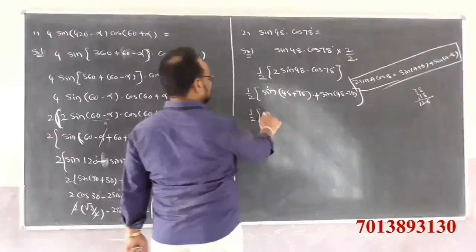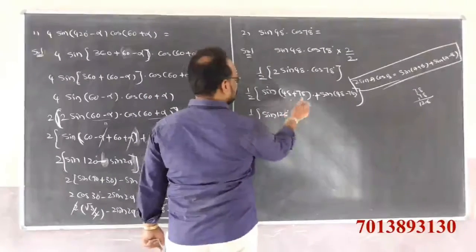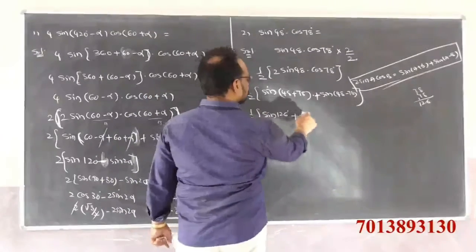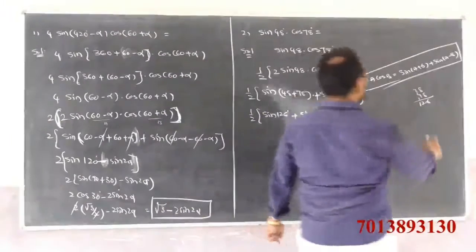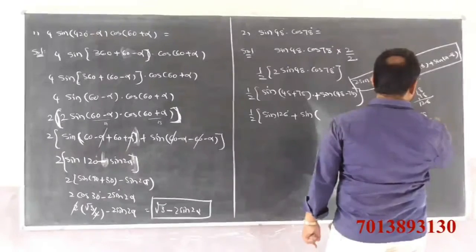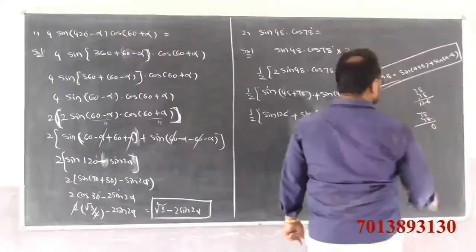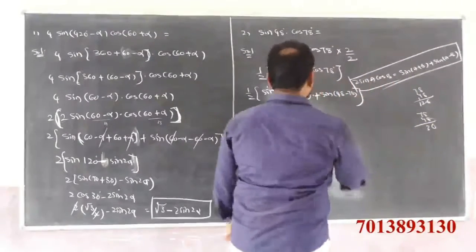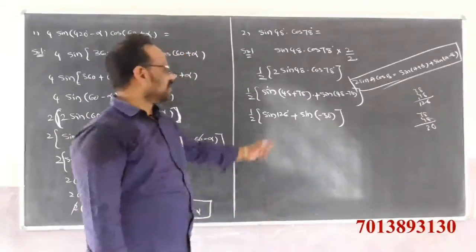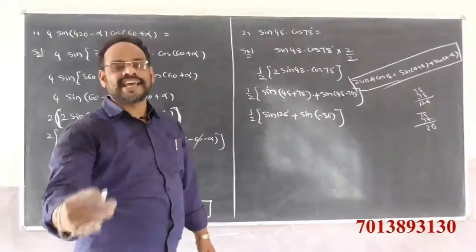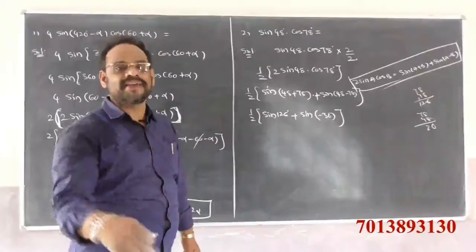So sin 126 degrees plus sin of 48 minus 78. 8 minus 8 is 0, 7 minus 4 is 3, so we get sin of minus 30. We know that sin of minus theta is equal to minus sin theta.